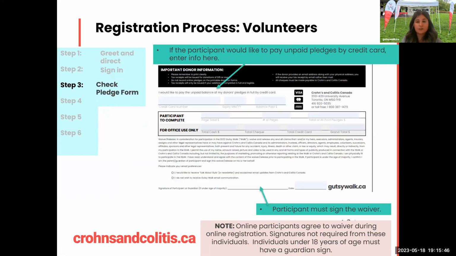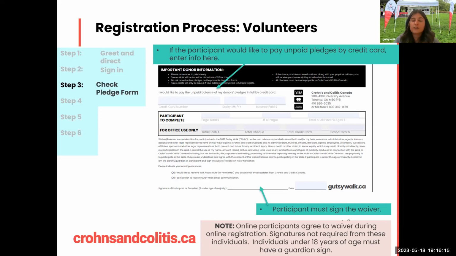So at the bottom of the first page of the pledge form, this is where you'll have a total and an area for the participant to sign the waiver. If they've already registered online, that means they would have signed the waiver. When you do the online process, you automatically have to sign the waiver. So if they've already registered online, there's no need for them to select that. However, if they are registering by handing in the pledge form, you need to make sure that they fill that out and have that signature at the bottom.